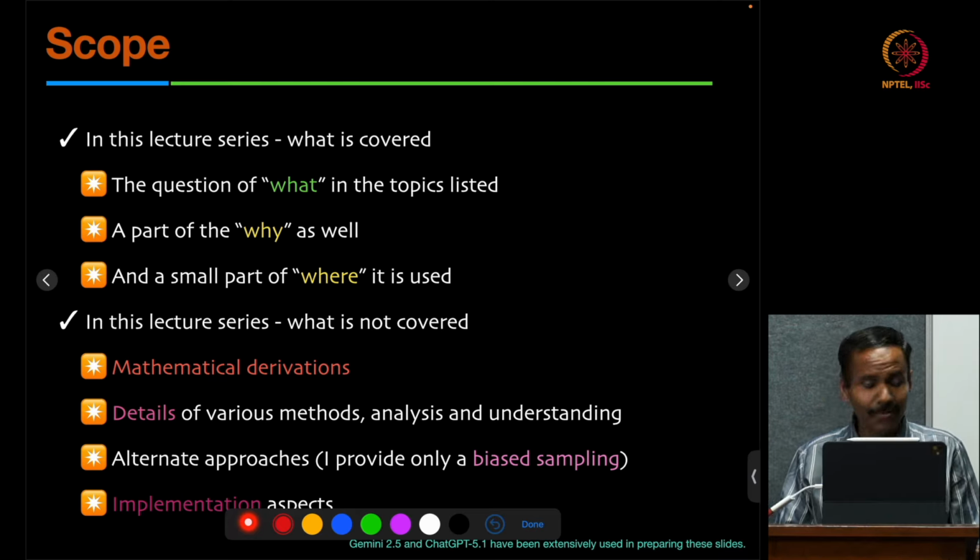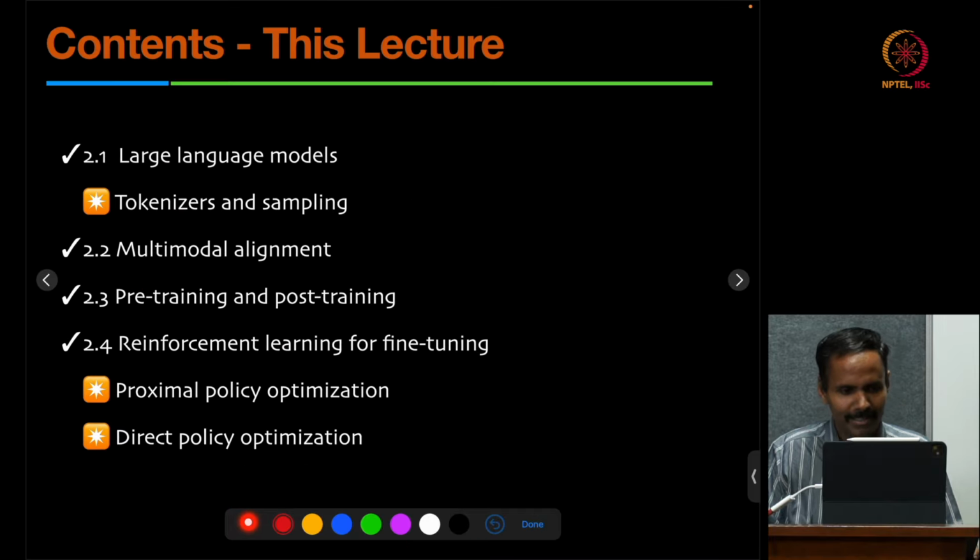And of course, I have used many of the derivatives of the topics that we are talking about, being ChatGPT or Gemini. I have extensively used them for these slides also, right? It's now become a circular loop that way. All right. So what is this lecture about?